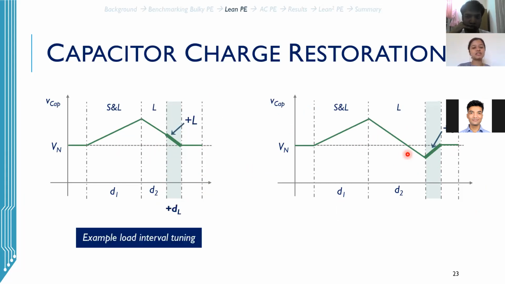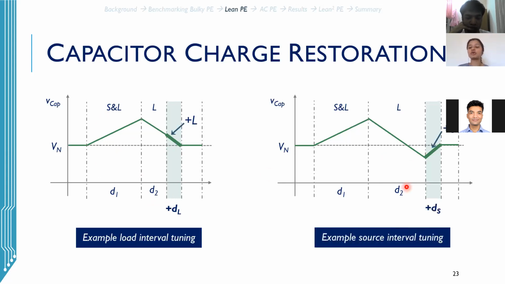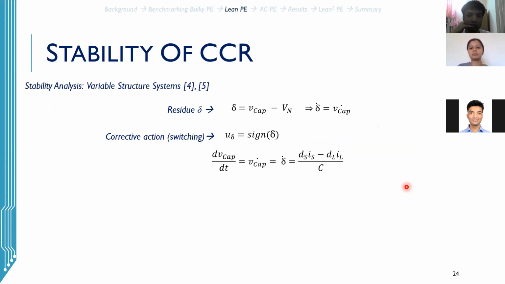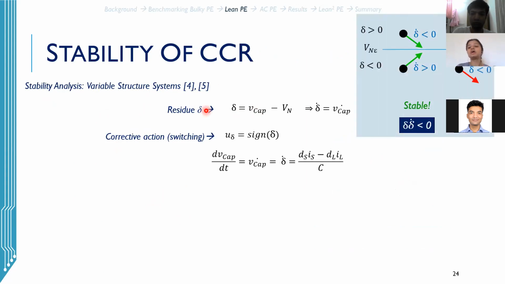While the left-hand side operation can be called the load interval tuning, the right-hand side operation can be called the source interval tuning. But this has some interesting consequence on the stability of the overall system, which I'm going to discuss in this slide. So we use the theory of variable structure systems so as to characterize the stability aspect of this example.